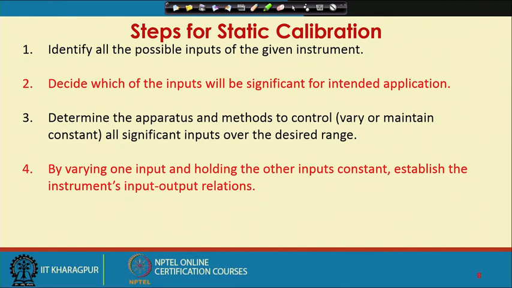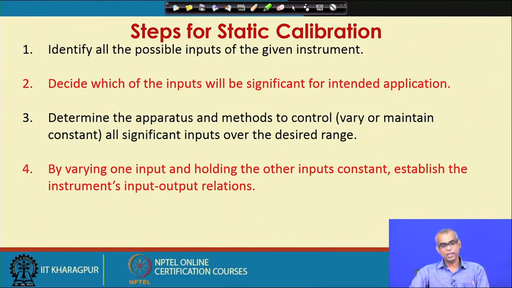By varying one input and holding the other inputs constant, establish the instrument's input output relations. So, now we vary one input and hold all other inputs constant and then establish the instrument's input and output relations. This input output relation can be an equation, it can be a graph which presents the relationship between input and output using a straight line or using a curve, we will see soon.